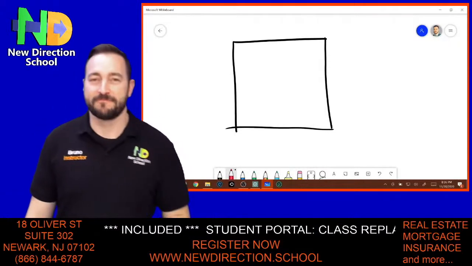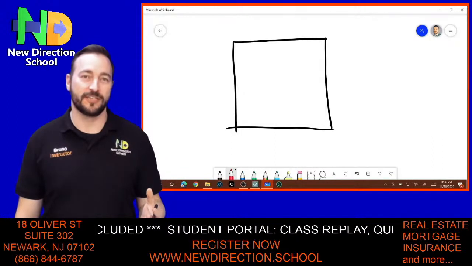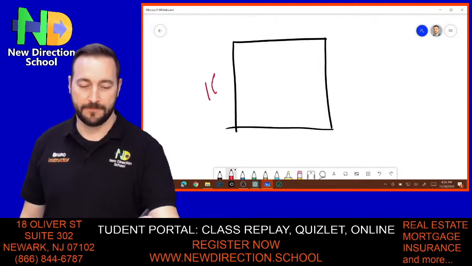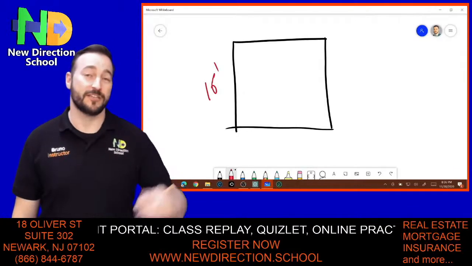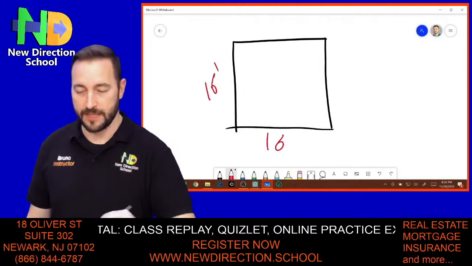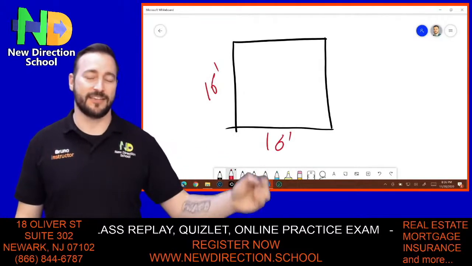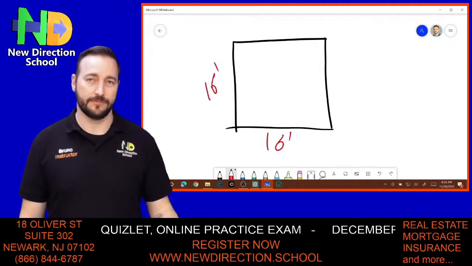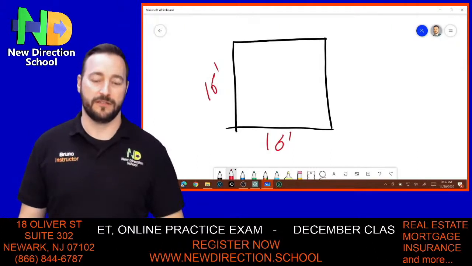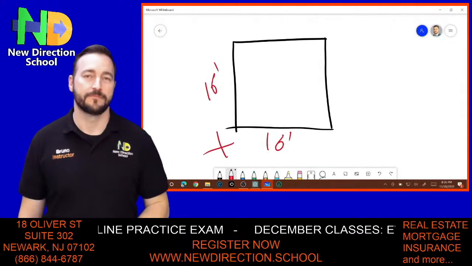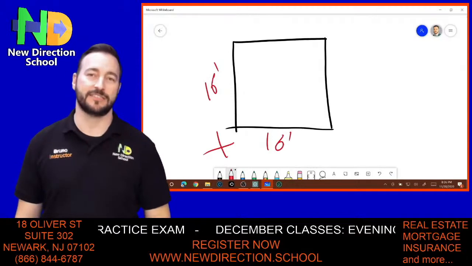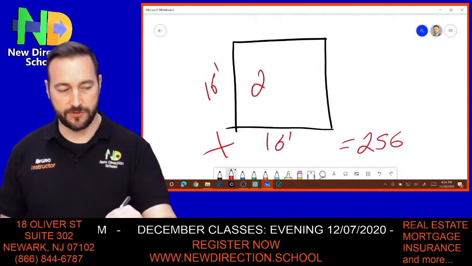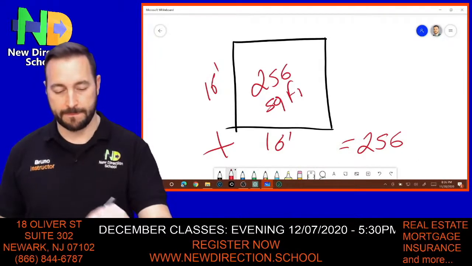All right, so it's an area of a square. So let's look at this. What is the side? 16 feet. So that means that all the sides are 16. What some of you did was add the sides. But the area of a square and the area of a rectangle is always width times length. All you had to do is 16 times 16. And that would have been 256. So this is 256 square feet.